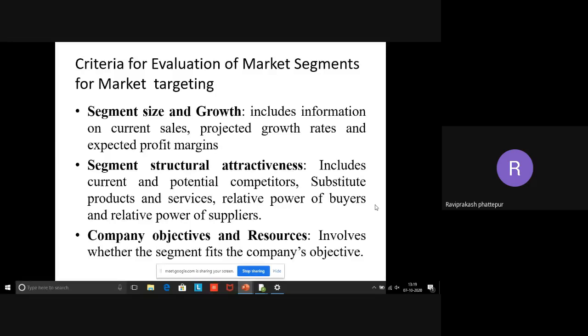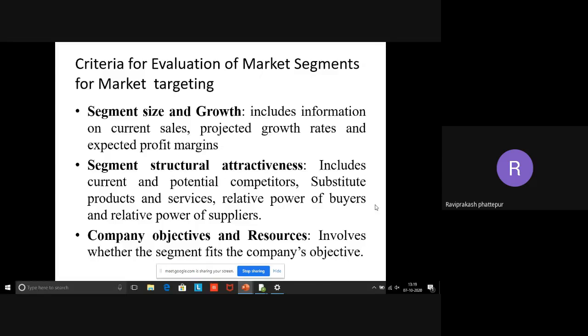At the time of penetration, you will have less profits because you are looking for more customers. Later on, as you move up, your profits also will increase. So that is it: is there any expected profit growth rate in the margins or not? Even that has to be taken care of.